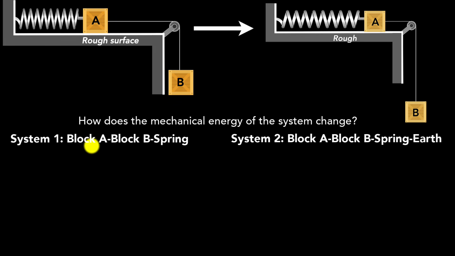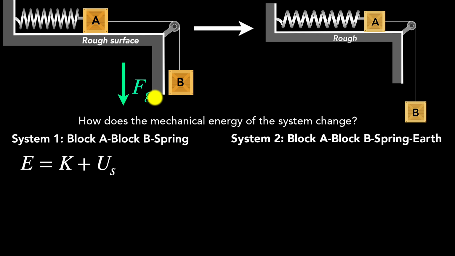All right, if you look at system 1, what does the mechanical energy consist of? Well, it'll consist of the kinetic energies of the block A and B and the spring potential energy. So the spring force is now part of our system. It's a conservative force. It's going to conserve the mechanical energy. I don't have to worry about that. Okay, what other forces are acting on this? Well, there's a force of gravity that's going to do work. It's an external force. Even though it's a conservative force, it's an external force. It's not part of our system, so it's going to do work on our system.